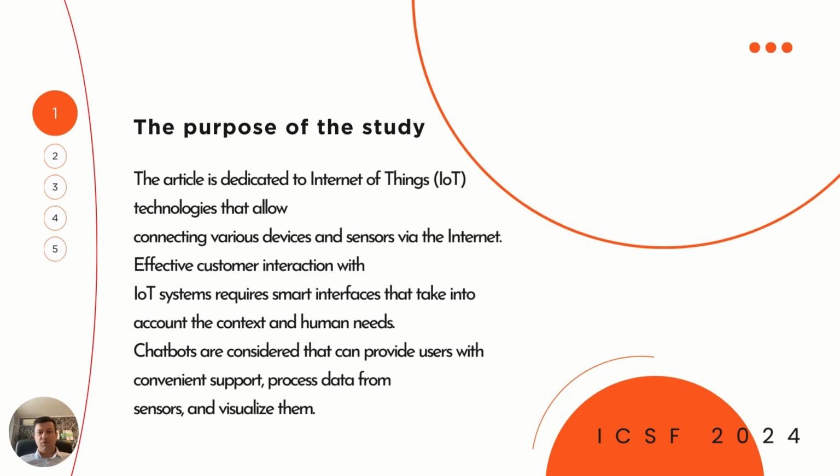The Internet of Things is one of the most promising areas of information technology development, which involves communication between various devices and sensors via the Internet. IT systems can collect, process, and analyze large amounts of data generated by these devices and use them to improve people's quality of life, business efficiency, and environmental safety.